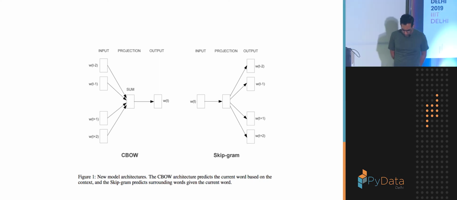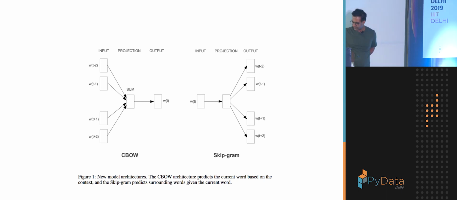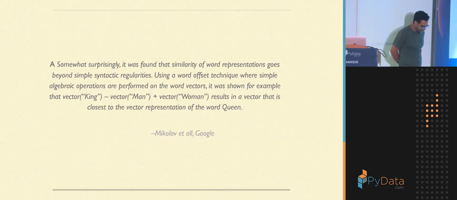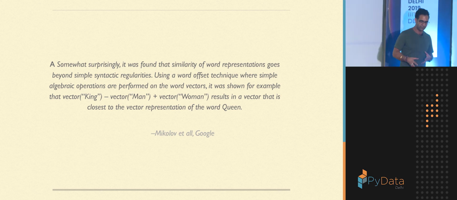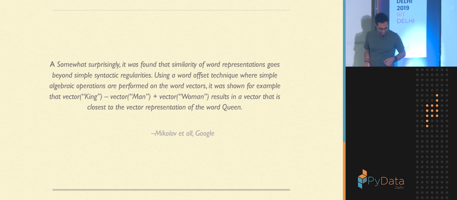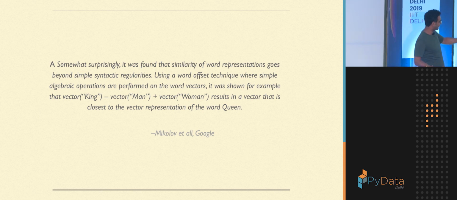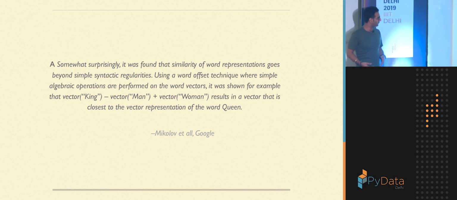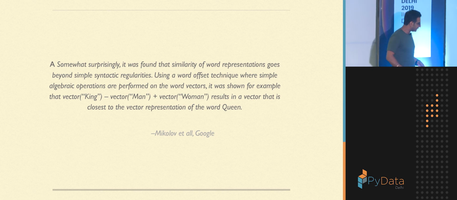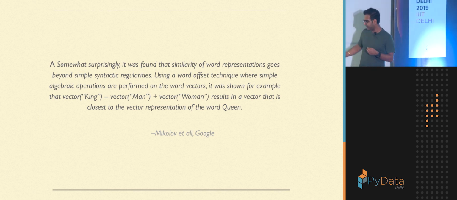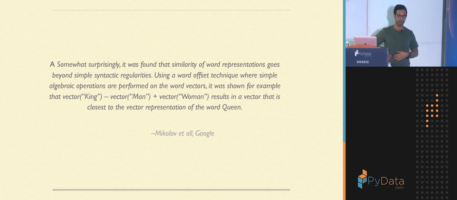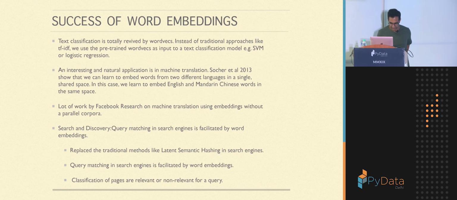Surprisingly, what they noted is that it was not only semantic, it was also capturing syntactical relationships, right? So you could see that the vector of king minus vector of man plus vector of woman results in a vector that is very close to the vector of queen, right? It was very surprising and very interesting. So if people want to talk more about these, see me after this.